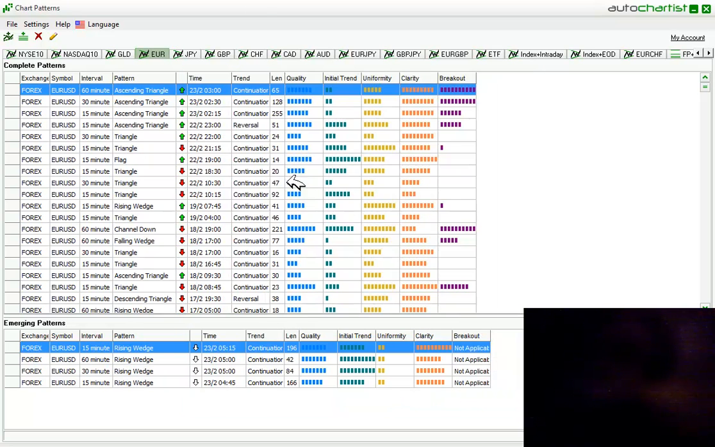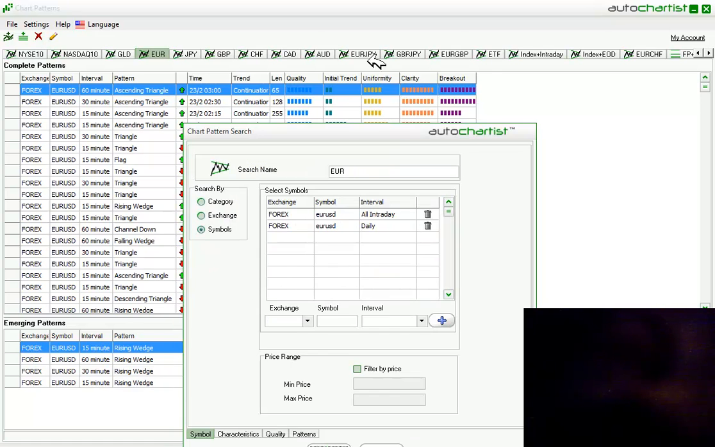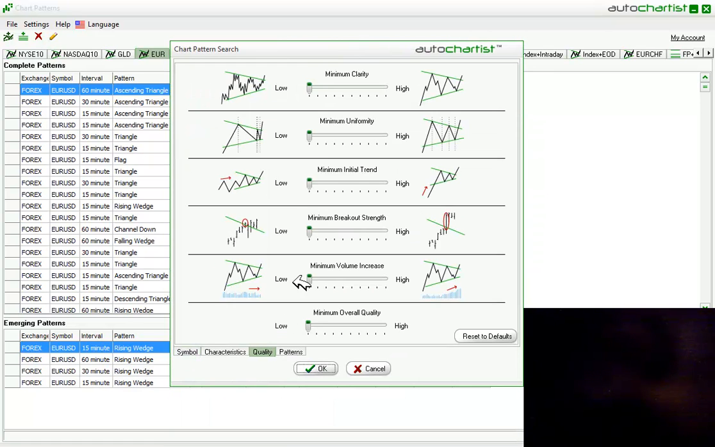So since the AutoChartist scans, as you can see, for both trending and non-trending patterns, by turning the initial trend reading to a very high setting, what you're essentially doing is telling the AutoChartist to only look for patterns that have a high preceding trend. Now, this would eliminate a lot of the triangle and rectangle patterns that you could get. In triangle and rectangle pattern situations, you want to see very low initial trend, because you want there to be little trend before the development of the pattern.